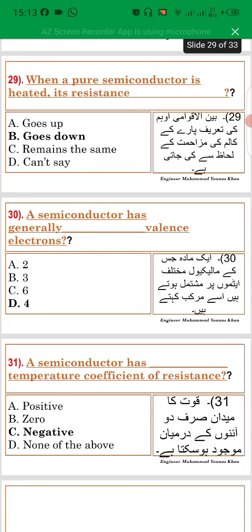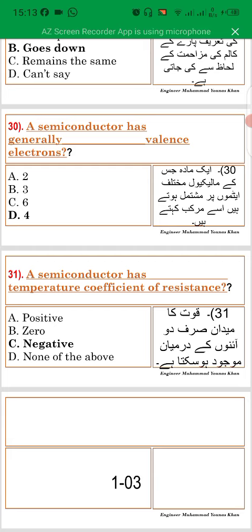When a pure semiconductor is heated, its resistance goes down. A semiconductor has generally 4 valence electrons. A semiconductor has a temperature coefficient of resistance. It has a negative temperature coefficient of resistance.